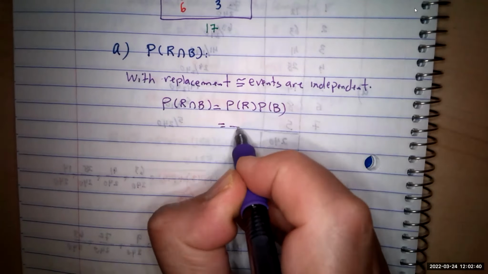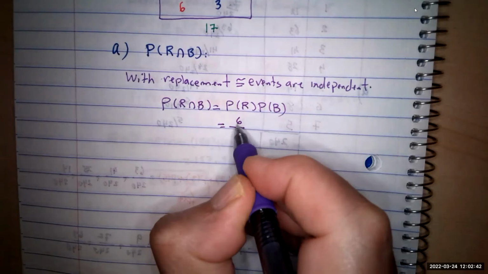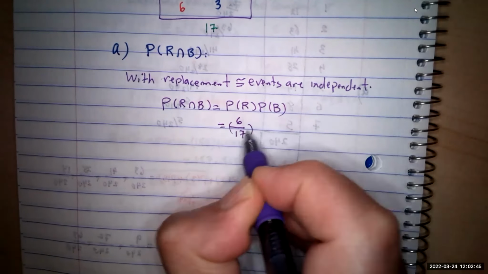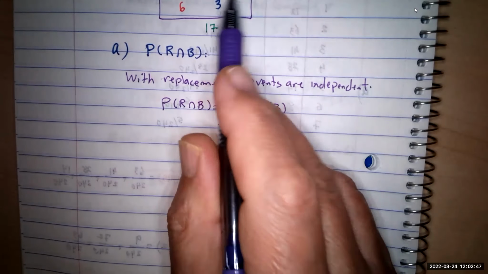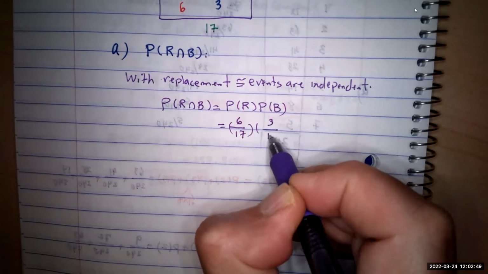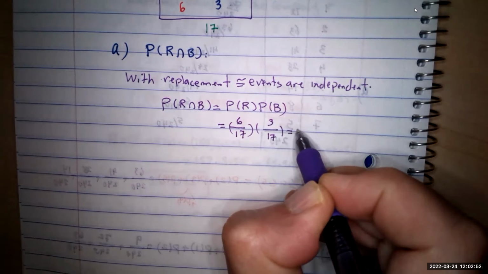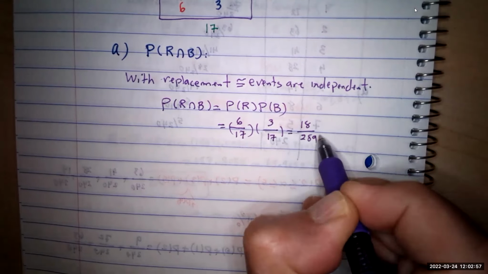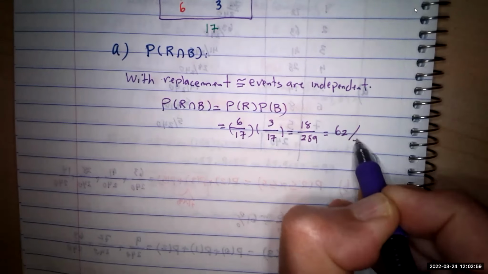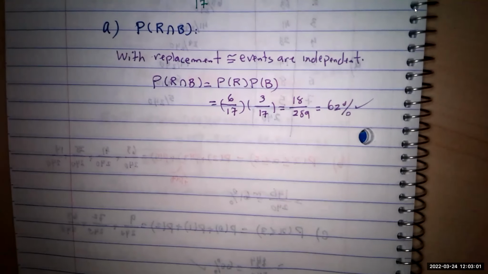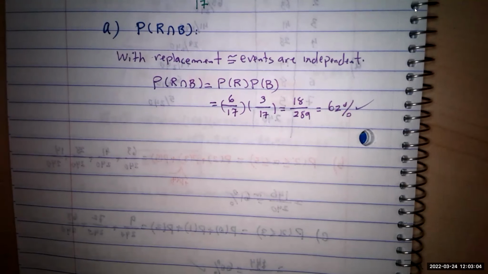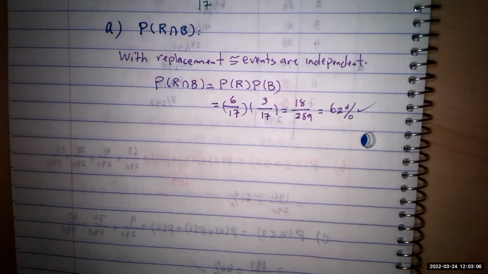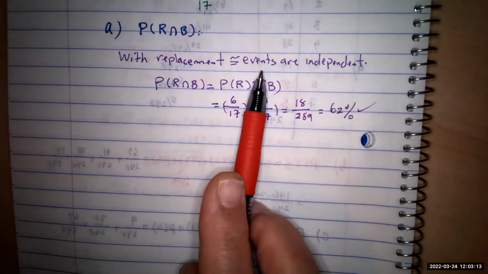So that's it, we find it. Probability of red, we have 6 reds, 6 out of 17. And probability of getting a blue is 3 out of 17. You cannot simplify it, so just multiply them together, 18 over 289, and in percent, 6.2%. So that's going to be the probability of getting a red and then getting a blue ball, but we did it with replacement. Any question?